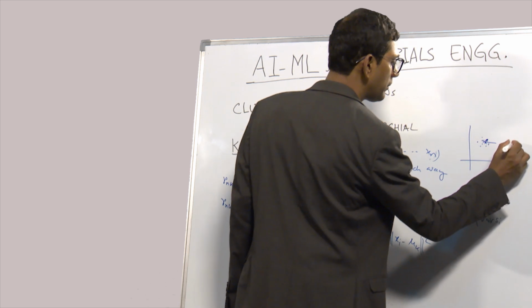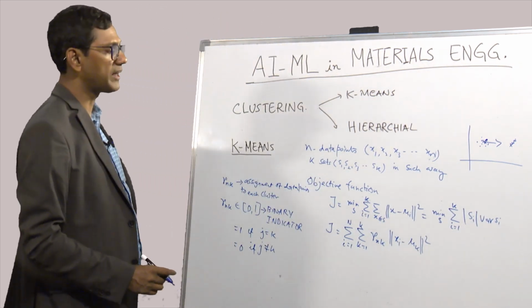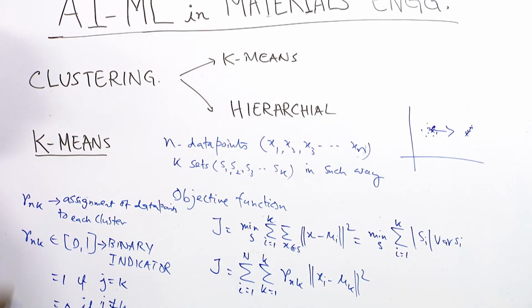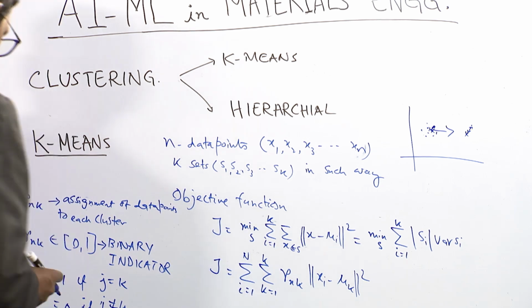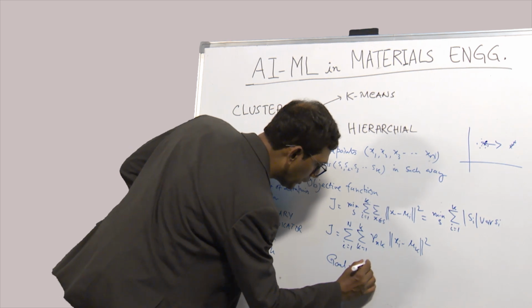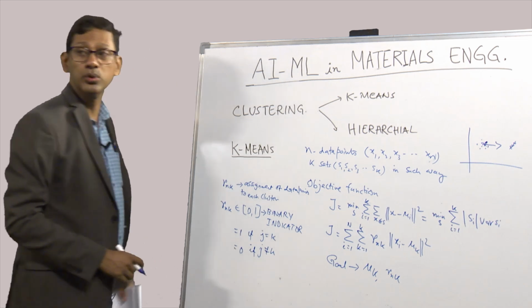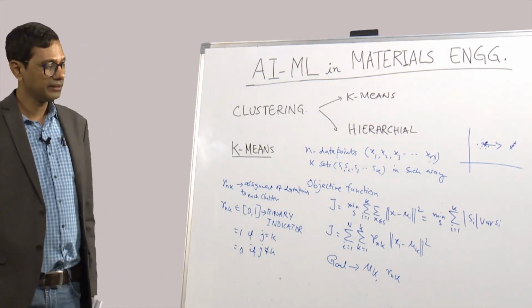Or if I zoom it up, this distance is what tells about the squares of the distance of xi minus mu k. Mu k is one cluster, and for that cluster mu is the mean value. So, now what is the goal? The goal is to find out both mu k and Rn k, right. How to do that? That is what we have to discuss, correct.